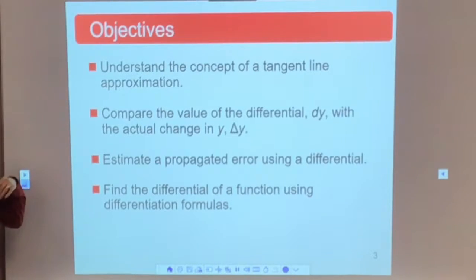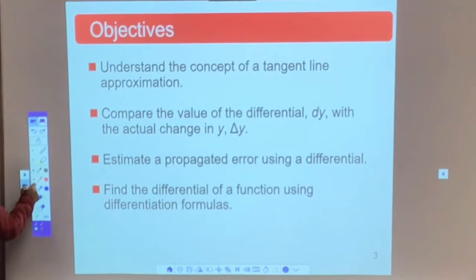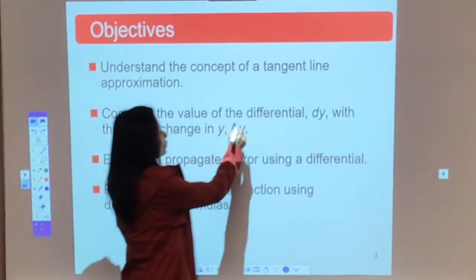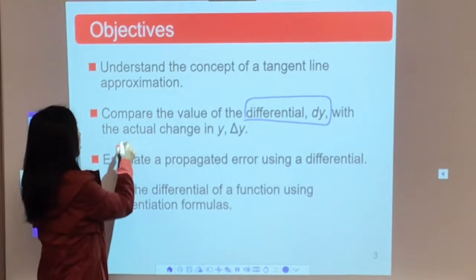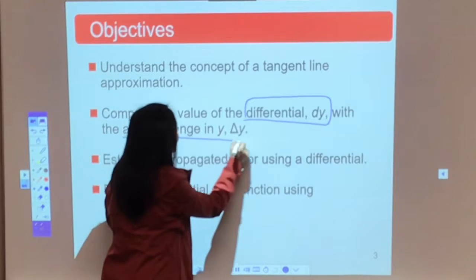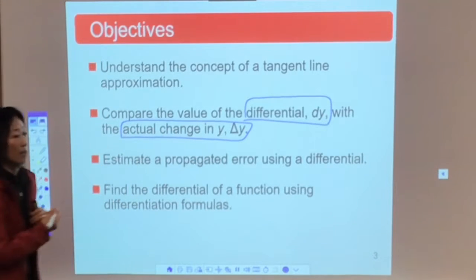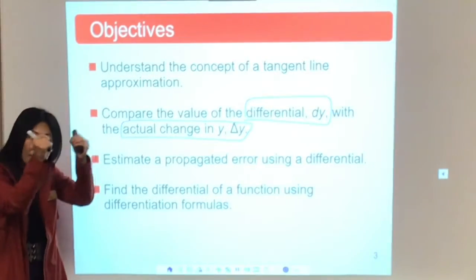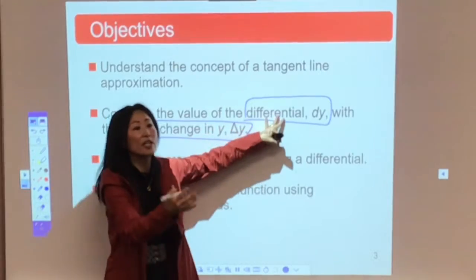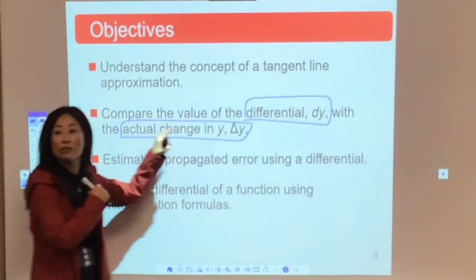The objective of this is to understand the concept of a tangent line approximation and compare the value of the differential dy. Everybody watch, this is an important word. Differential dy, with what? The actual change in y. So this you can physically measure with your tapes, okay? And this one you're going to calculate using calculus. Are you with me, class?